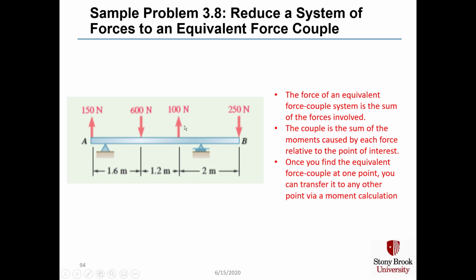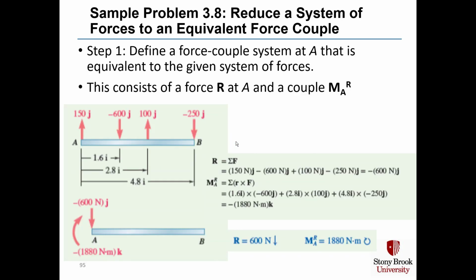because they're all going in the y direction. And the couple is the sum of the moments caused by each force relative to our point of interest, which is either going to be A or B. And once we find that equivalent force couple at one point, and we'll start with point A, then we'll be able to transfer it to another point by doing the moment calculation of the original force crossed with the position vector that connects A and B.